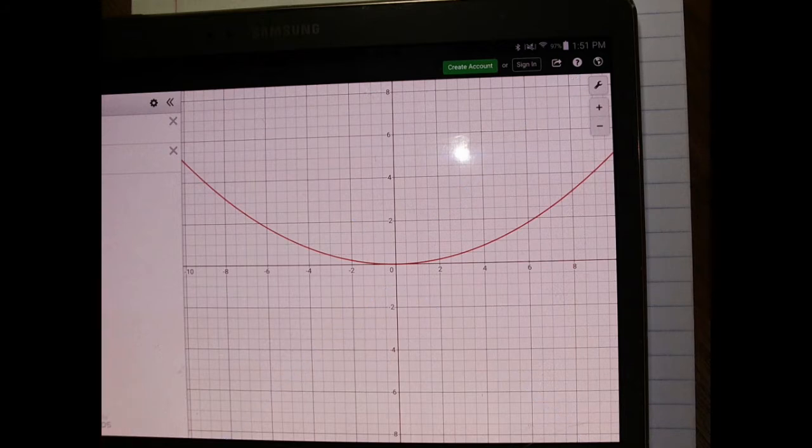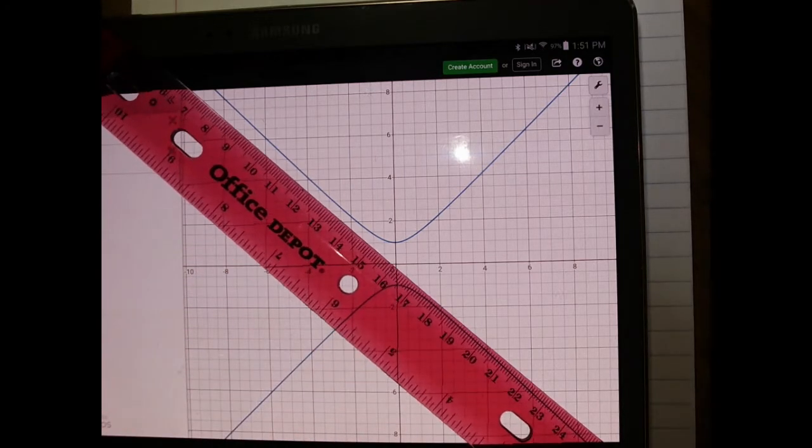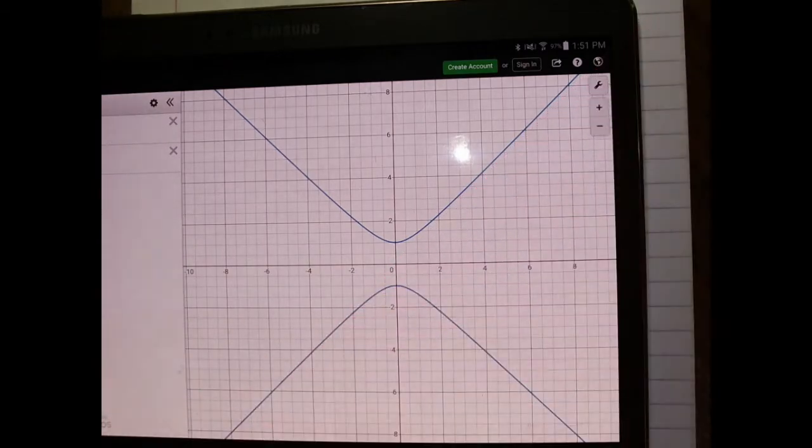Again, let me just say, there the red is just the parabola, the x squared. And if I put the hyperbola back, take the parabola away, there's the hyperbola, the blue. The asymptotes are not drawn on this picture, but I think you can kind of imagine where they would be. There's one asymptote here and another asymptote here.